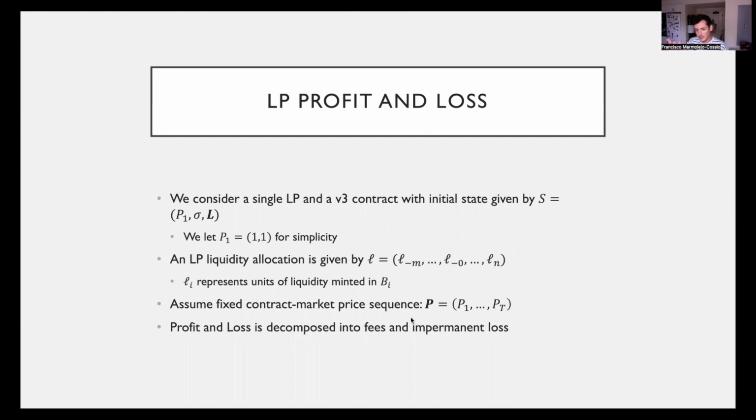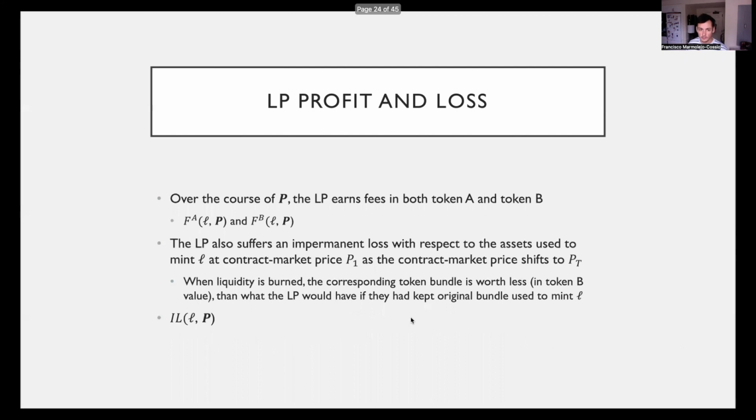Remember, we have these negative M to N buckets. An allocation of a liquidity provider is simply going to be a vector of how much liquidity I put in each bucket. And to begin, we're going to assume that there's just a fixed sequence of contract market prices. And then we'll decompose profit and loss over this fixed sequence.